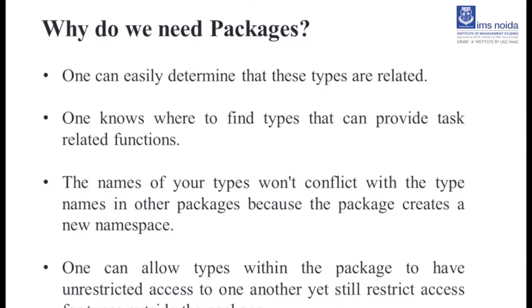You can easily identify with the help of the packages, right? So last point is, one can allow types within the packages to have unrestricted access to one another, yet still restricted access for types outside the packages. This point basically tells us that in Java there are four access modifiers: public, private, protected, and default. So with the help of these access modifiers, we can control the visibility of that particular thing to the other packages.